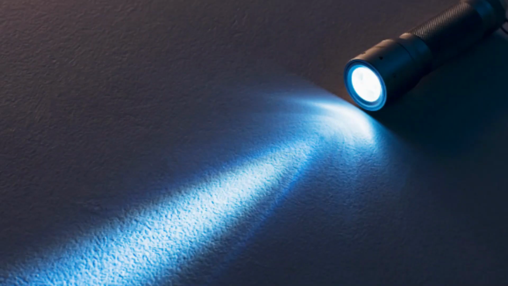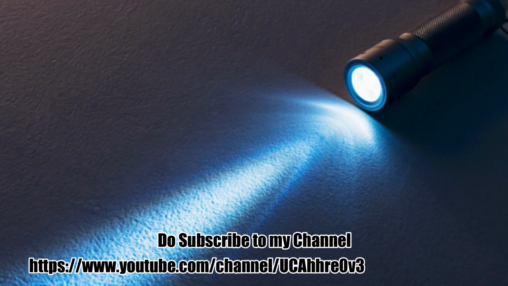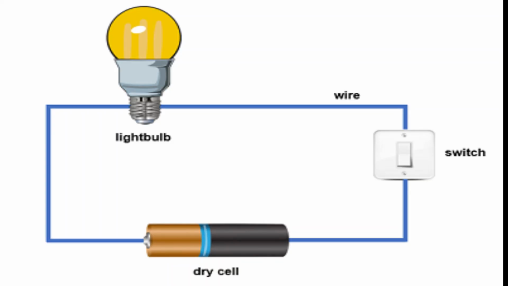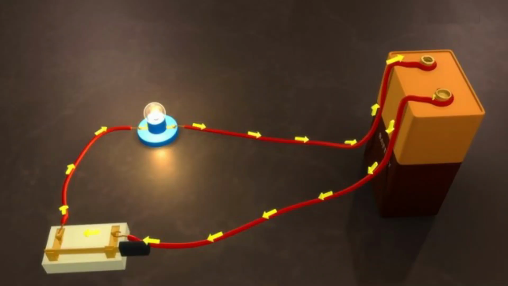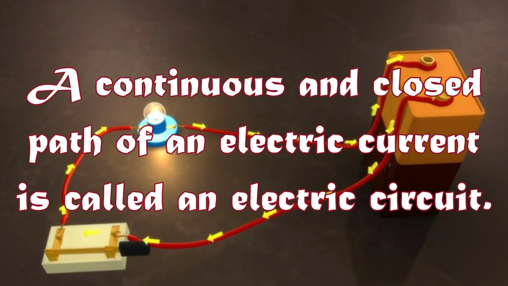In a torch, we know that the cells or a battery, when placed in proper order, provides flow of charges or an electric current through the torch bulb to glow. We also have seen that the torch gives light only when its switch is on. So what does a switch do? A switch makes a conducting link between the cell and the bulb. A continuous and closed path of an electric current is called an electric circuit.